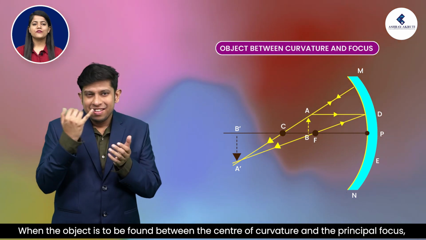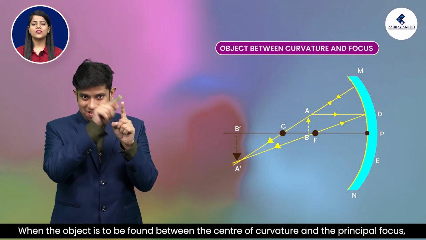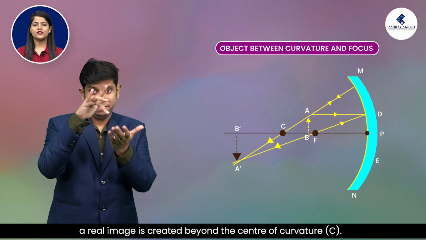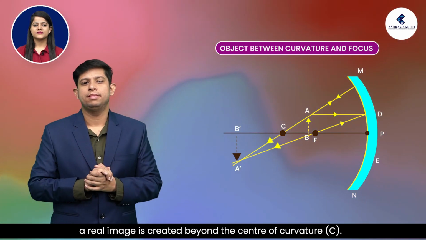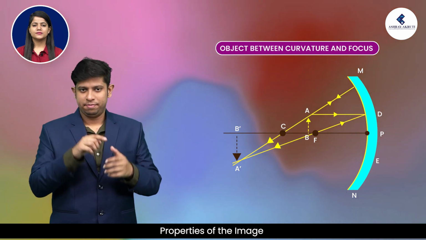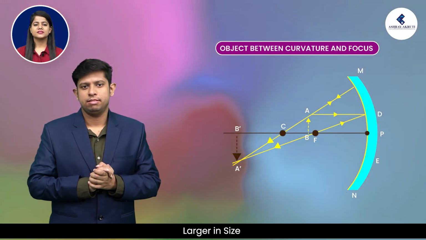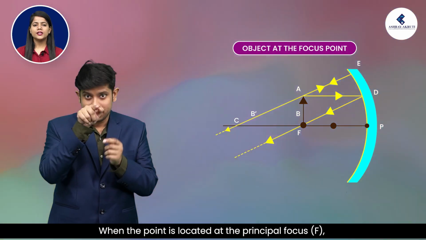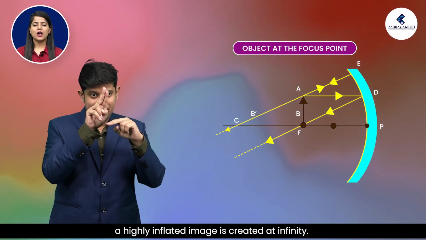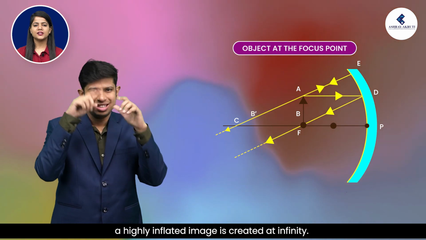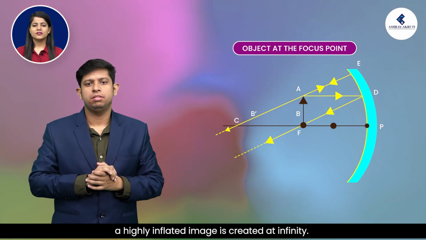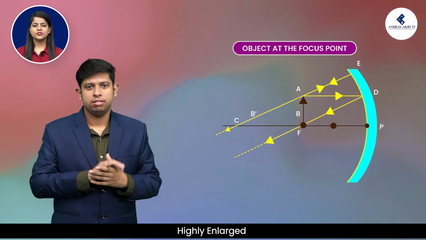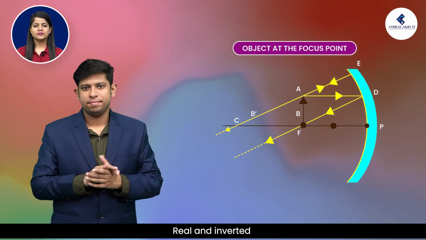When the object is found between the center of curvature and the principal focus, a real image is created beyond the center of curvature C. Properties of the image: larger in size, real and inverted. When the object is located at the principal focus F, a highly enlarged image is created at infinity. Properties of the image: highly enlarged, real and inverted.